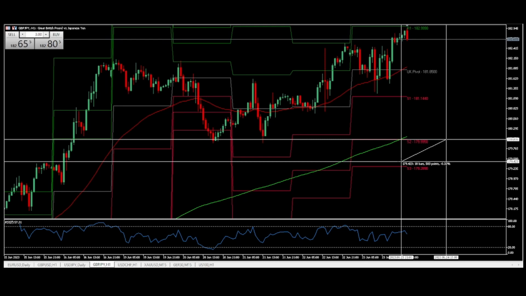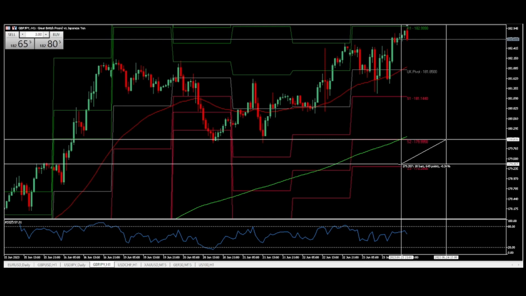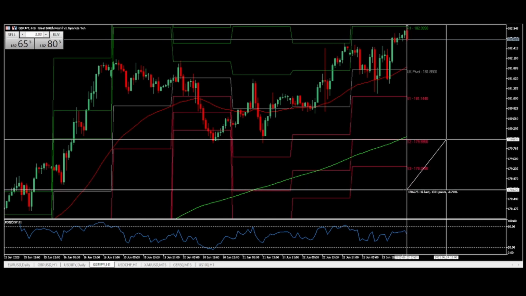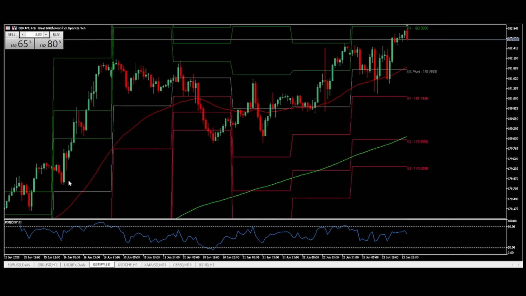That's about a 58 pip risk. I tend to like my trades to have a little bit more breathing room. I can see the next one here is around about 133 pips below that previous support there over here.